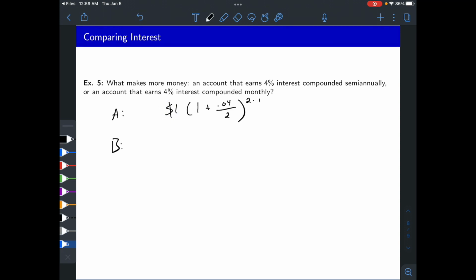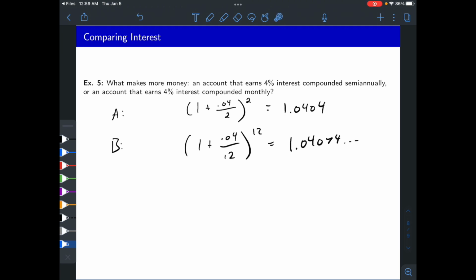And then for B, we do $1 deposit times 1 plus 0.04 divided by, it's compounded monthly, so 12, and then to the 12, and then just 1 year. Okay, so I'm going to get rid of all those ones that aren't going to really matter for us, and then see, what does my calculator tell us that these are equal to? Well, it's telling me that the first one is 1.0404, and the second one is 1.04074.